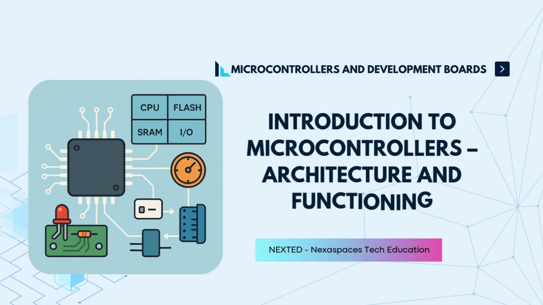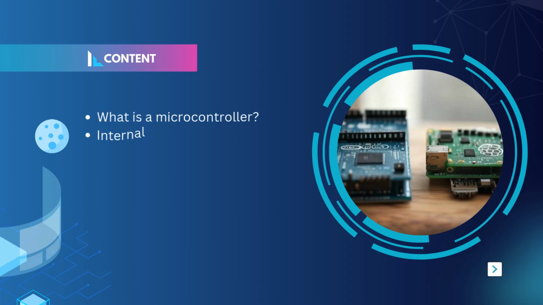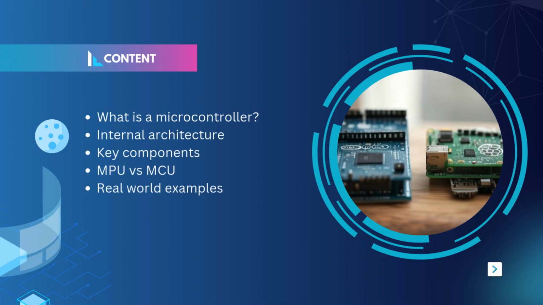In today's session, we're diving deep into the fascinating world of microcontrollers, the brains behind modern embedded systems. Whether it's a smartwatch, an industrial sensor, or a home automation system, there's a microcontroller working behind the scenes. In this video, we'll cover what a microcontroller is, how it works, its internal architecture, key components like CPU, memory, I/O, and timers, a quick comparison with microprocessors, and practical real-world examples. So, let's power up and get started.